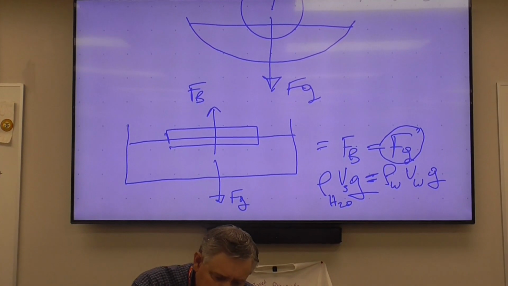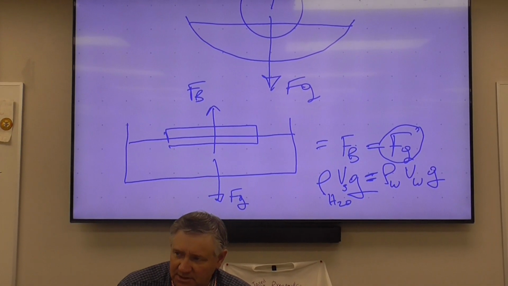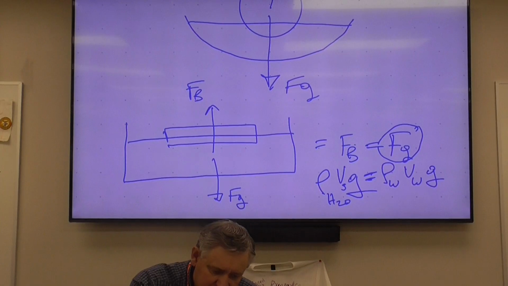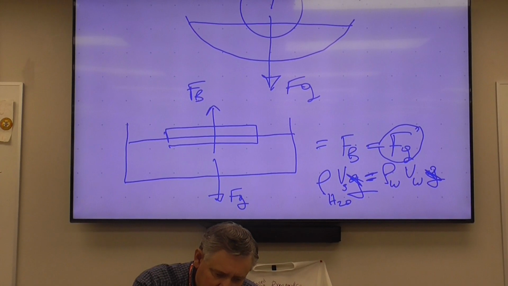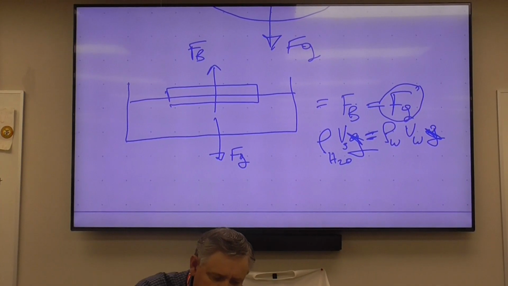So this is going to be the entire volume of the wood times g. So what's going to happen to the g? They're going to cancel out. The g's gonna cancel out. Okay? Now, I wanna do a little bit of hocus pocus. Okay? A little bit of hocus pocus.